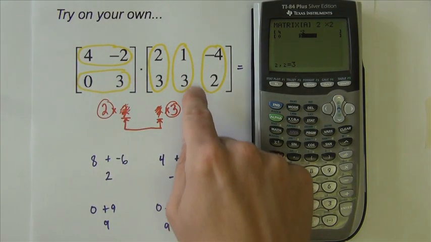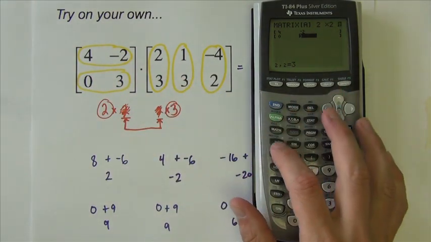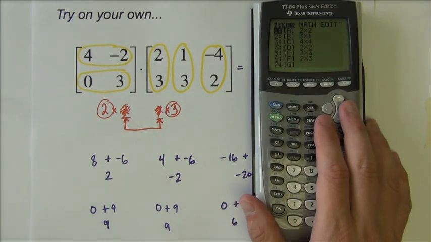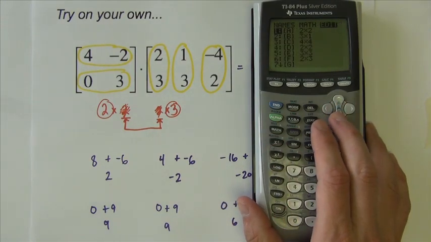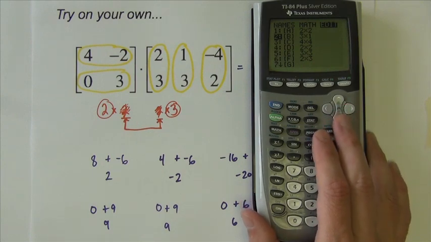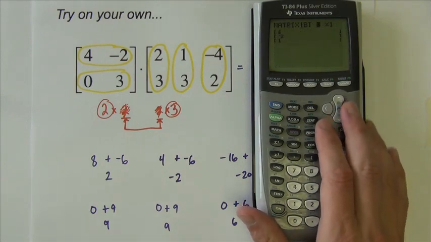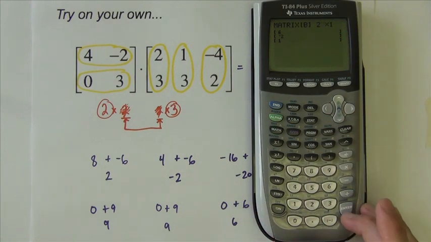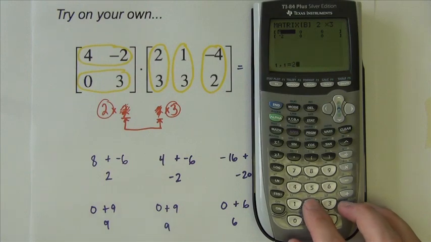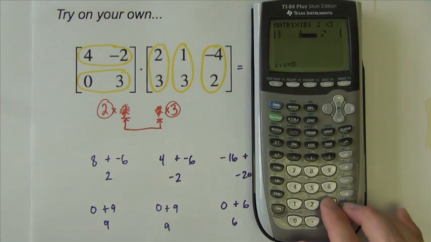Now repeat all those steps and let's type in this one. So I hit second matrix, go over to edit. This time drop down to matrix B. Notice I'm highlighted on number 2. So hit edit on that one. Its size is 2 rows, 3 columns, and type in its numbers. 2, 1, -4, and then 3, 3, 2.